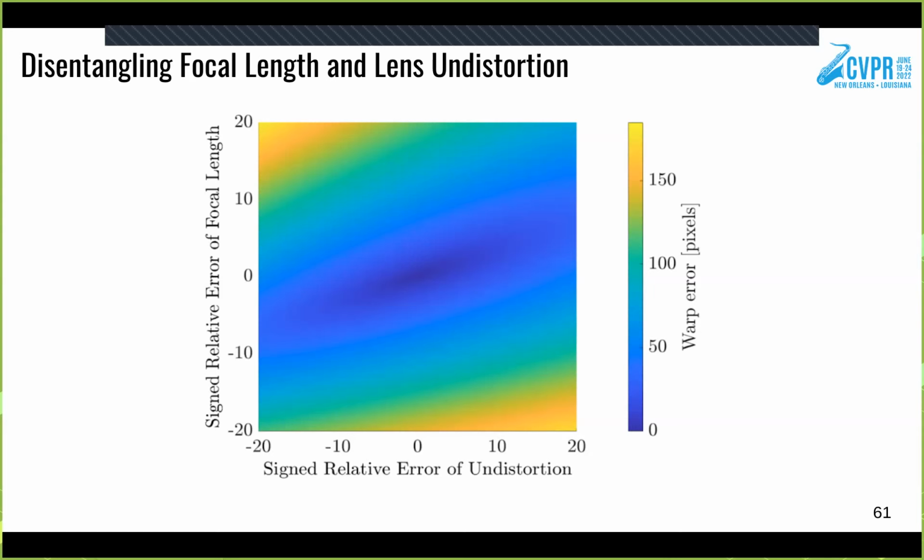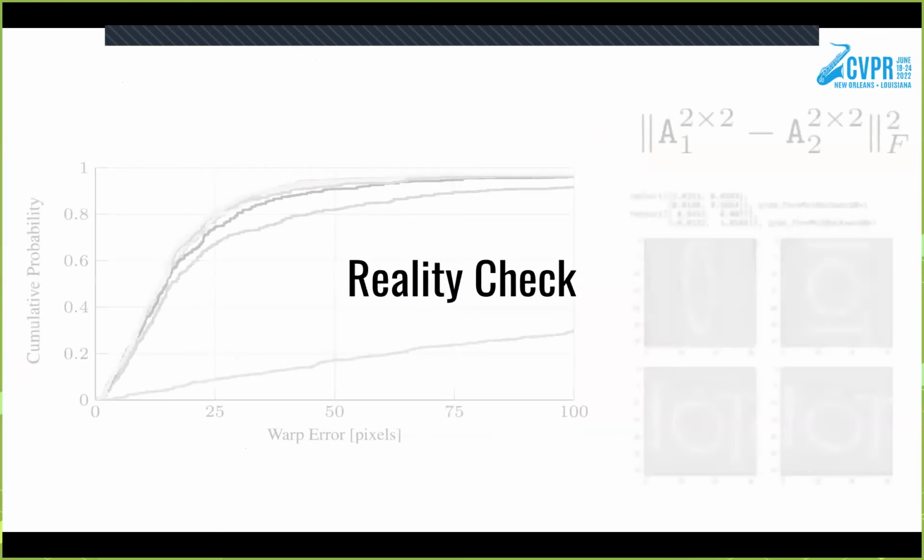And of course, in the middle, you have the lowest error where both parameters are correct. But you can see along the diagonal that one parameter is accounting for the error of the other. So this is a very non-convex problem, a difficult problem. And this is a figure that motivates why it's difficult to disentangle these two.